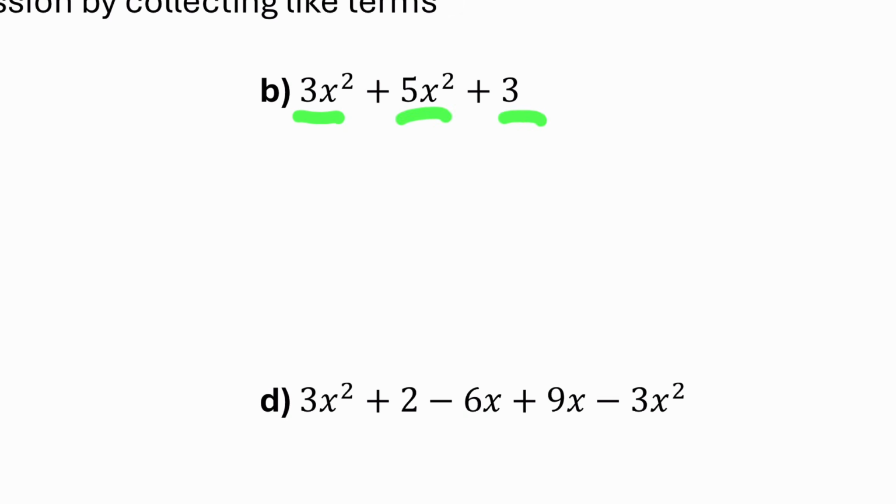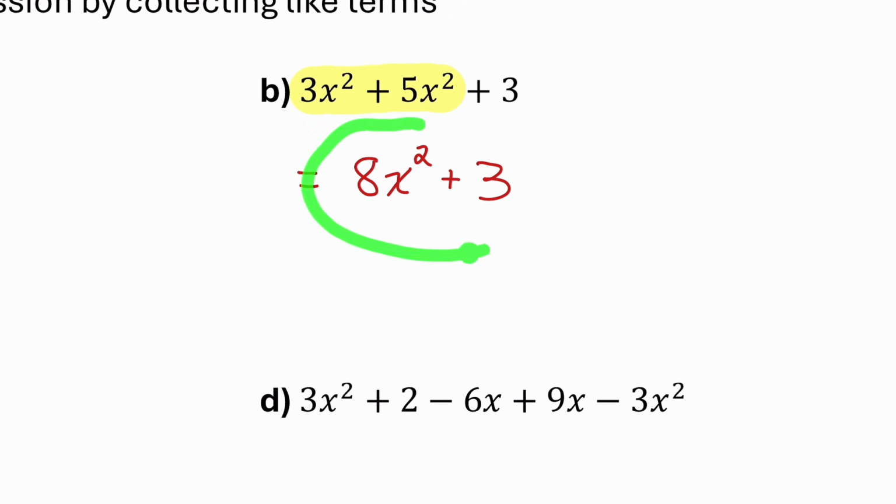Looking at part B, I now have 3 terms. 1, 2, 3, right? They're separated by the addition operators. The first two terms, 3x squared and 5x squared, are like terms because their variable parts are exactly the same. They both have an x with an exponent of 2. So I can collect those like terms together by adding their coefficients. 3 plus 5 is 8. And then keep the variable part exactly the same. Keep the x and keep the exponent as 2. And then I also have this constant term of 3, which is not a like term with that 8x squared, so I cannot collect them together, making 8x squared plus 3 my final simplified expression.